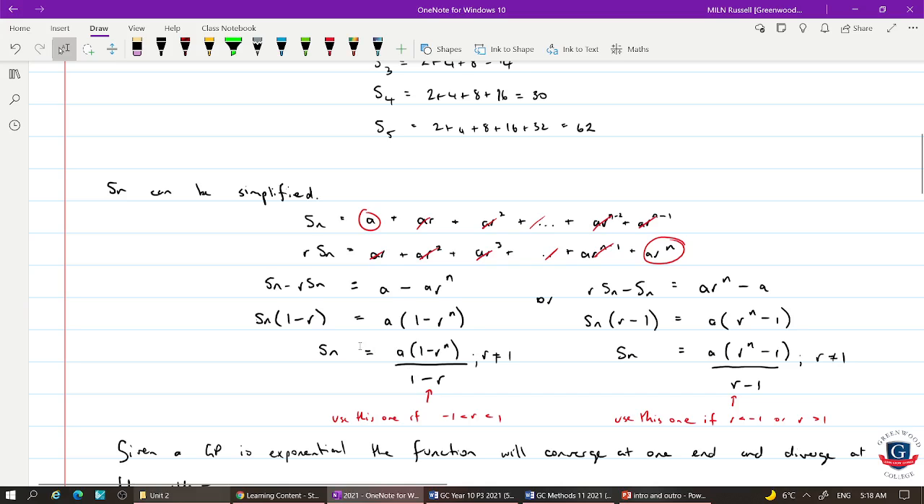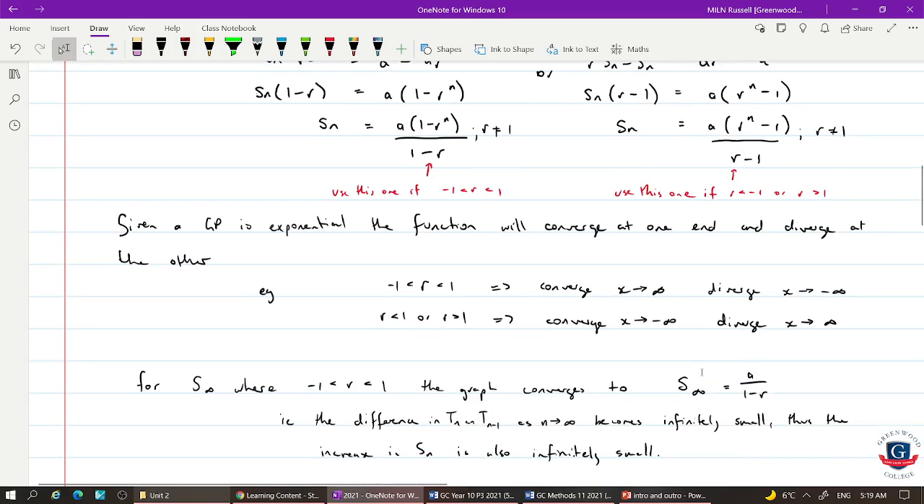Now similarly, we could have done this in the reverse order, this equation minus this equation, which I've done here, and if that's the case, you end up with that as your solution, which I have here. Similarly, factorize again, and you'll end up with this equation here, again where r can't equal 1, because the function will be undefined. And typically we use this if r is less than -1 or r is greater than 1.